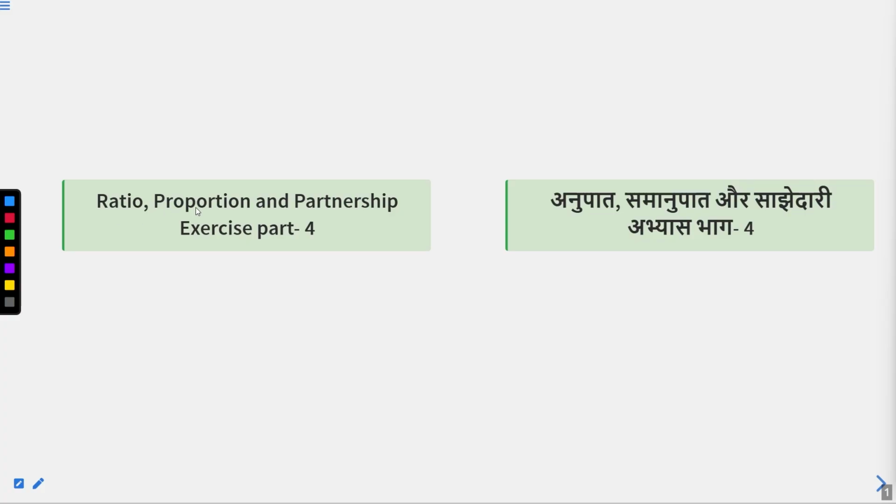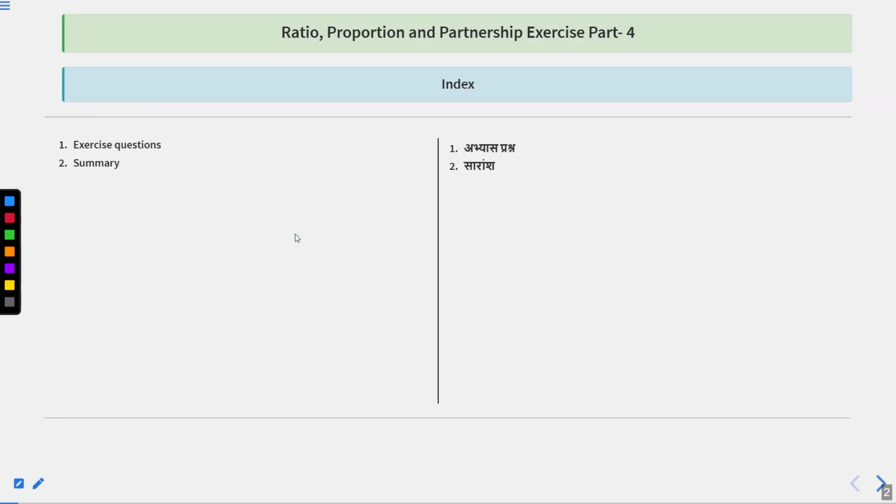Hello student, our today's topic is ratio, proportion and partnership exercise part 4. Now the index is exercise questions and then we summarize our today's session.